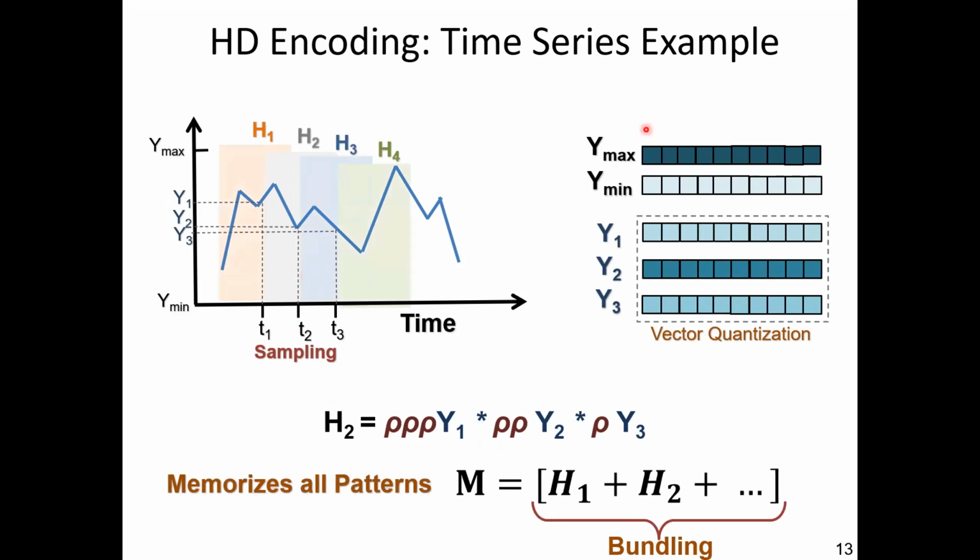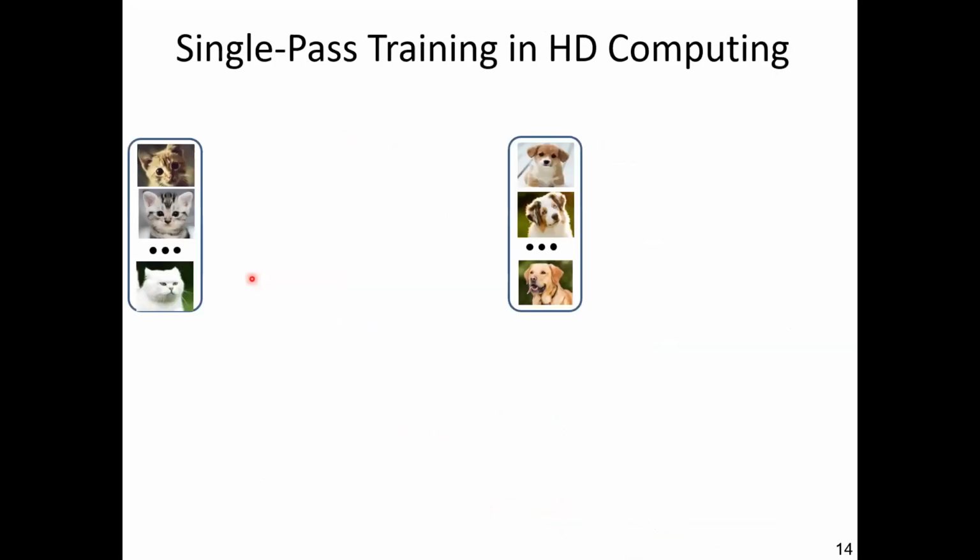And now we can memorize all these patterns together. If you look here, I don't have one H, we have a lot of H's, but this memory bundling that I explained is like memorization. So it can generate a pattern that remembers all the patterns of the windows we had.